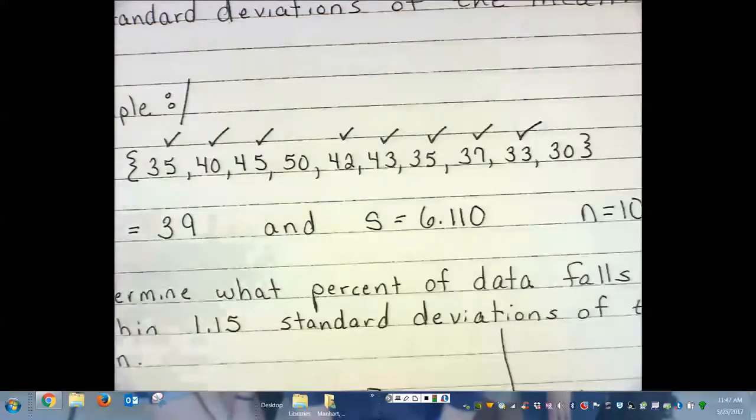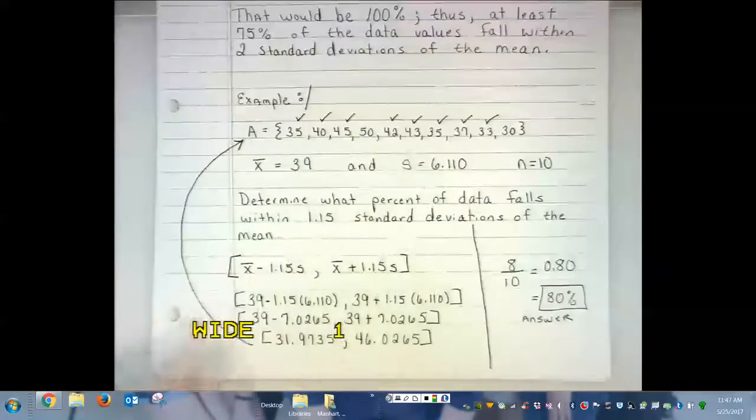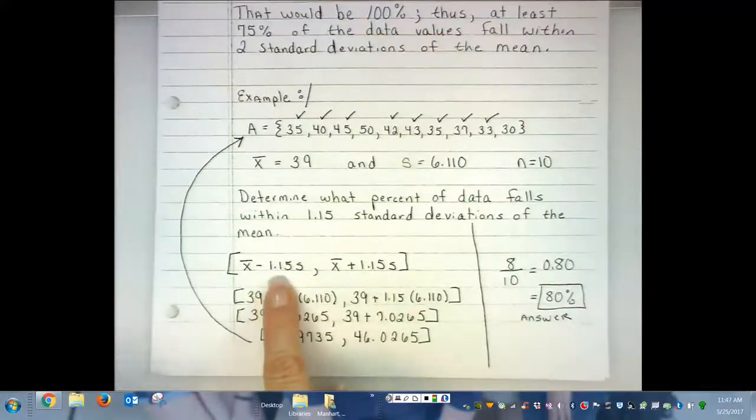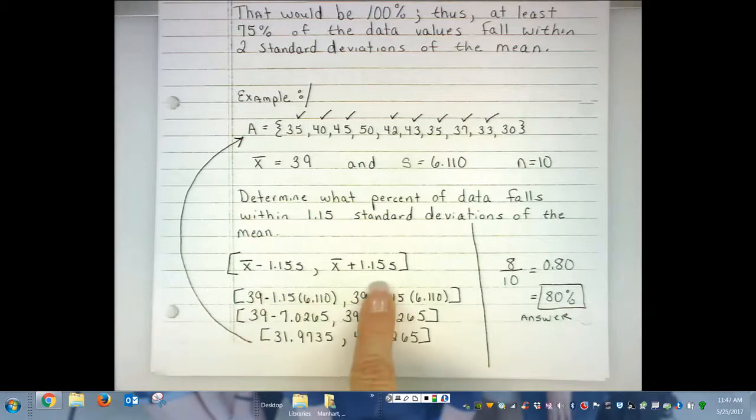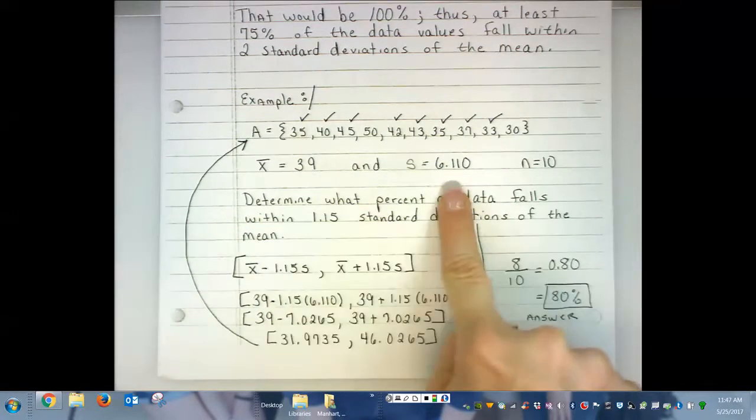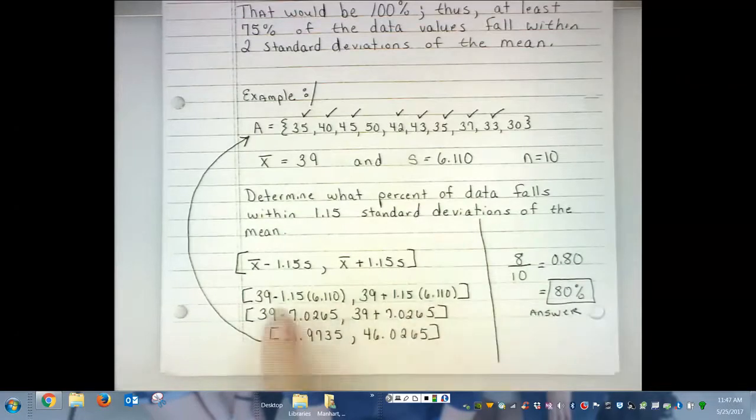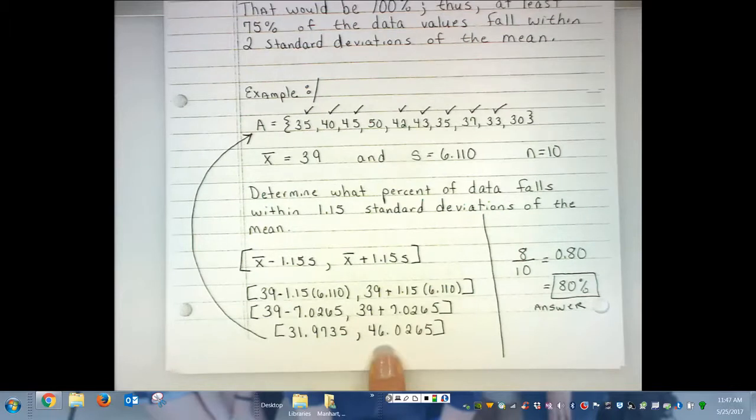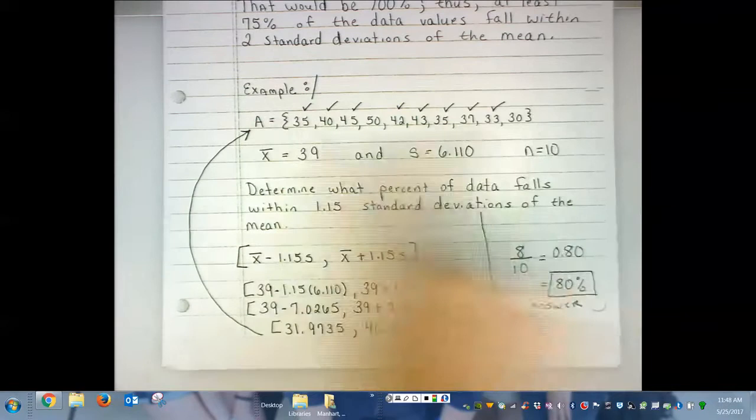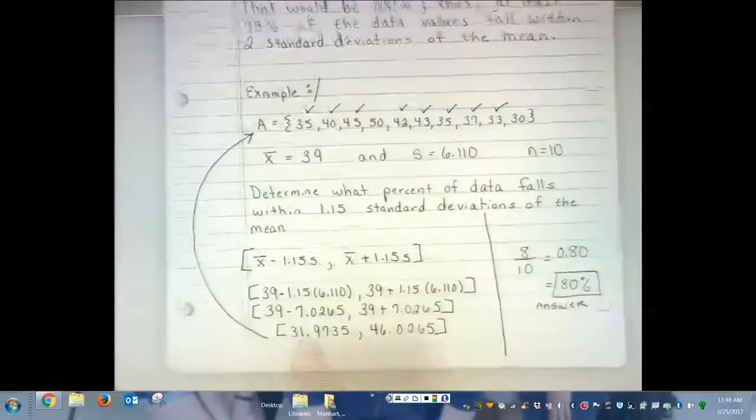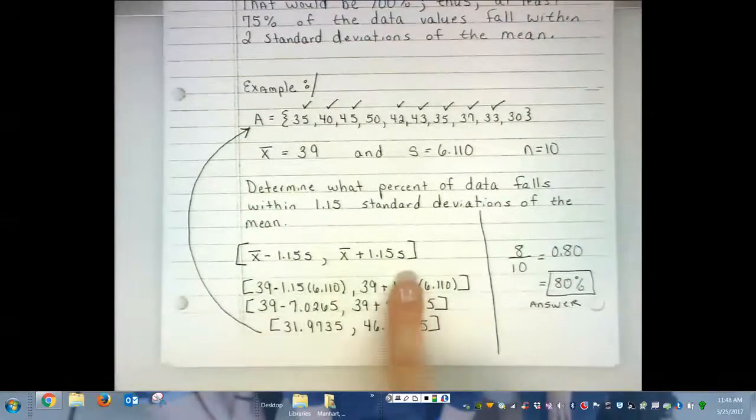So with this specific example, what I did is I went ahead and calculated the numbers that represent 1.15 standard deviations below and 1.15 standard deviations above. The average is 39. The standard deviation, I did use a 6.110. I plugged it in, and I got 31.9735 and 46.0265. I go to the actual data set and I put check marks above the values that fall within 1.15 standard deviations of the mean.